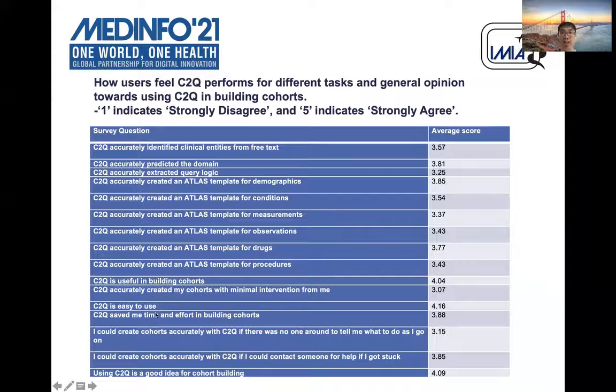But in certain areas, Criteria Query is doing a pretty good job in terms of saving time and effort in building cohorts. But for sure, we see participants believe helpers are needed to create cohorts accurately with C2Q if they get stuck.